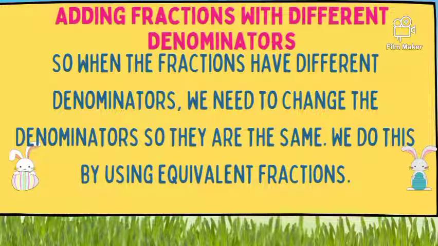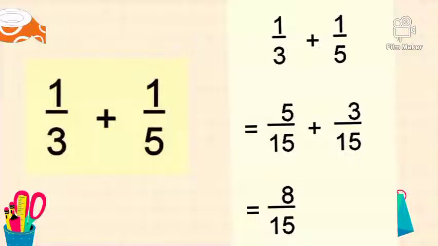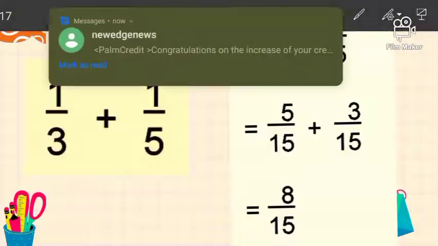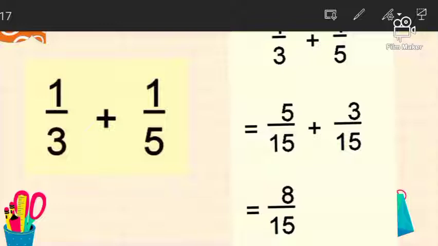Let us see another case where we have different denominators. Now, when you are adding or subtracting fractions with different denominators, we need to change the denominators so that they are the same. We do this using equivalent fraction or using the method of lowest common multiple, which is LCM. Looking at this particular example, I'm going to show us two methods we can use to actualize this.